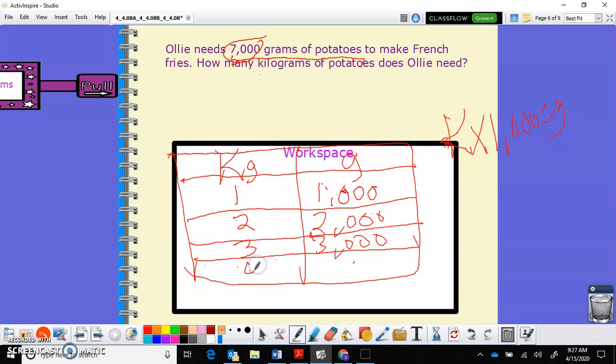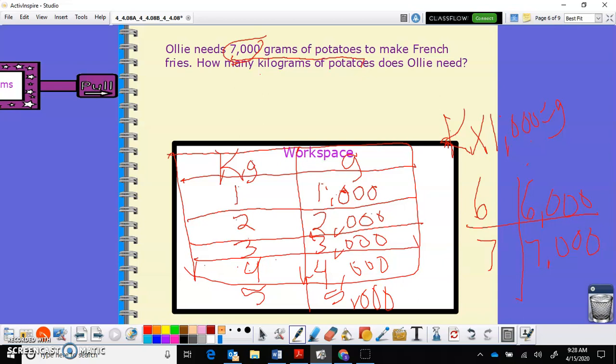So 4 kilograms is 4,000 grams. 5 kilograms is 5,000 grams. I'm going to keep working over here because I'm out of space. 6 kilograms is equal to 6 times 1,000, which is 6,000 grams. 7 kilograms is equal to 7 times 1,000, and that is 7,000 grams.